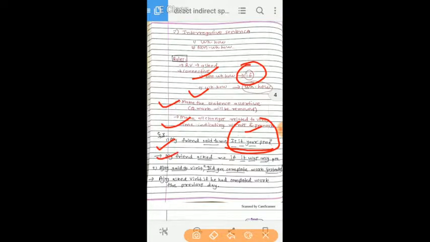Second one: Ajay said to Vinit, "Did you complete work yourself?" The answer will be: Ajay asked Vinit if he had completed work himself the previous day. Yesterday, you have to convert it into the previous day.